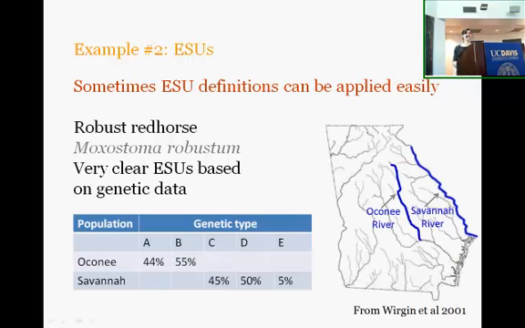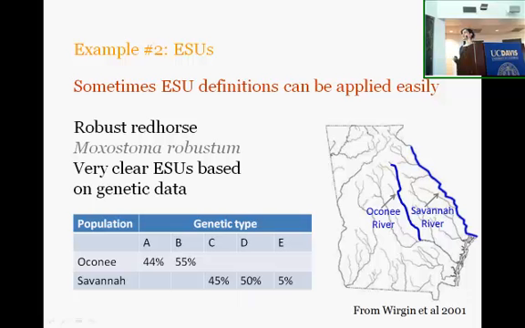And this is a case where we can define ESUs very, very easily. For those of you that aren't geneticists, don't worry about what I mean by genetic type. What I want you to notice here is that there are two main river watersheds that have two separate populations, and these populations are just genetically quite distinct. All of the fish in this river are genetic type A or B, whereas all of the fish in this river are genetic type C, D, or E.